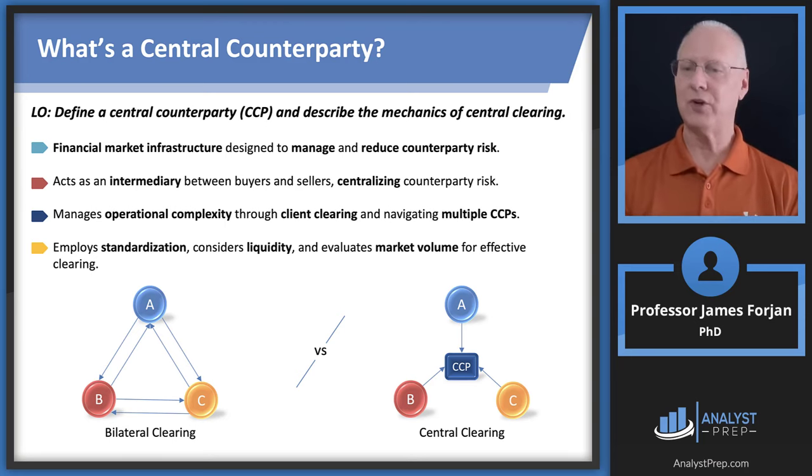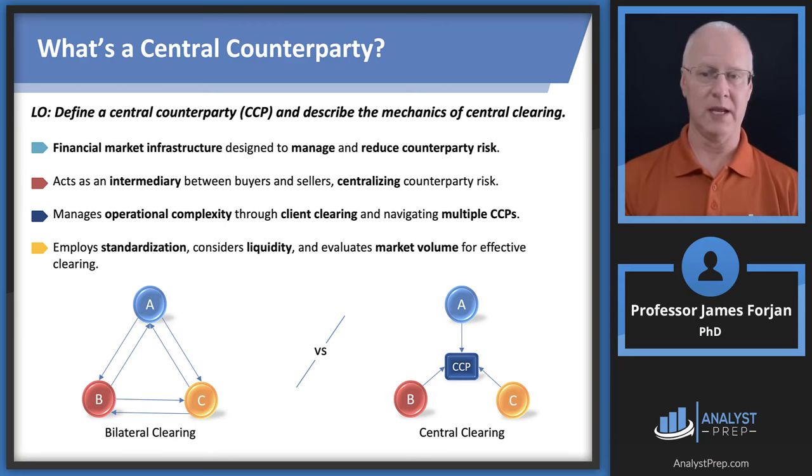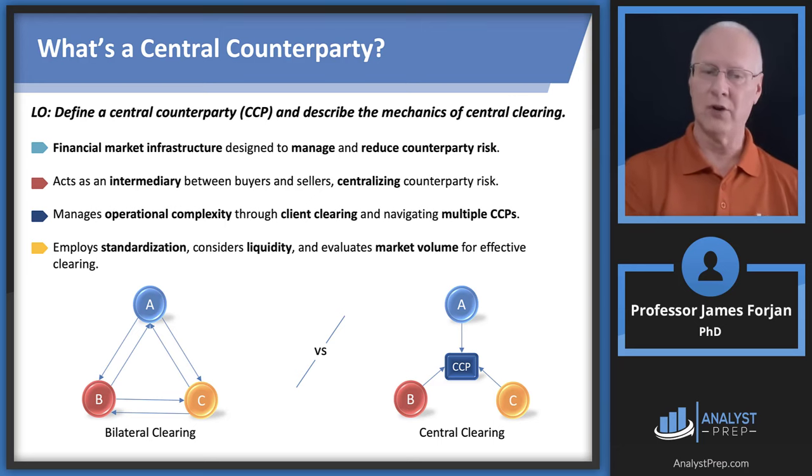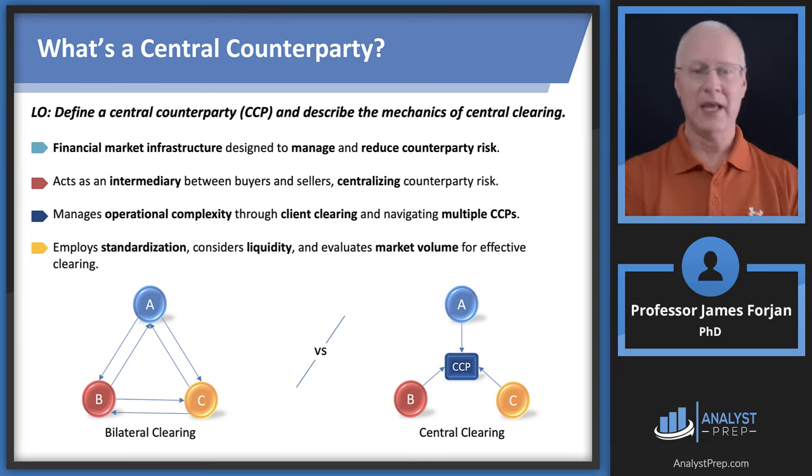So as you can imagine, because we have one party doing all of this clearing, there's probably going to be the benefits of standardization, just like we had in the futures market. There's probably going to be benefits of more liquidity and an evaluation of market volume, like we have in the options market and in the swap market. But look at that third arrow point. This is a really good exam question, I think. Manages operational complexity through client clearing. So look, A and B and C under bilateral clearing, they don't really need to worry about the complexity. It's removed because we throw that little rectangle in the middle.